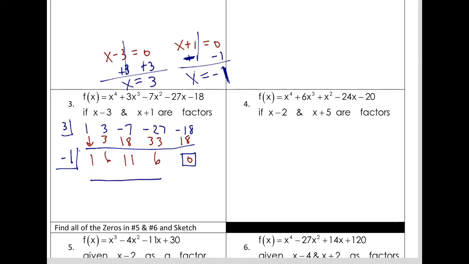Okay. And then we do this. So same exact thing. You already know how to do it. You just do it another time with the other factor. So what happens? This comes down. 1 times negative 1 is negative 1. That becomes a 5. That becomes negative 5. This becomes a 6. And then that becomes a negative 6, and we have a remainder of 0.